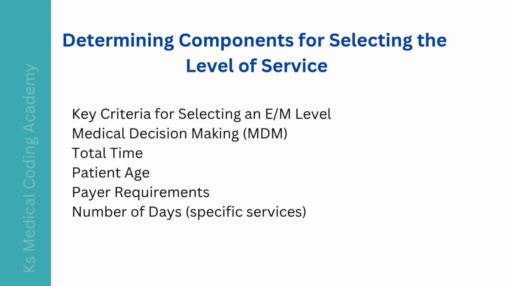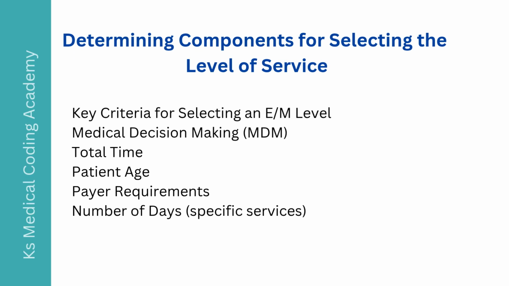In the previous lesson, we learned about the different categories of evaluation and management services. In this lesson, we will learn how to determine the correct level of service within each category. CPT guidelines do not use the same method for every EM category. Depending on the type of service, the level may be selected using medical decision-making, total physician time, patient age, payer-specific rules, or the number of days involved in care. Understanding these determining components is essential for selecting the correct CPT code.